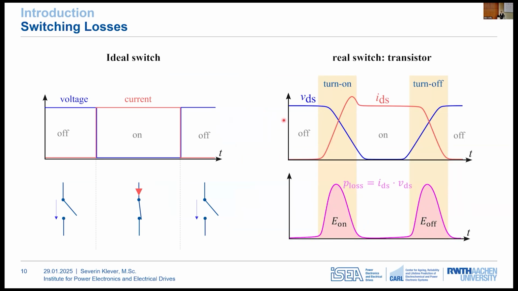So on the right, you can see switching in a transistor. And you can see that between the states, there's a transition where voltage and current overlap, and this causes power dissipation. The lower plot shows this power as a product of voltage times current. And by integrating the power, we obtain the switching energies, E_on for the turn-on transition and E_off for the turn-off transition. And these energies are crucial transistor parameters as they reduce the efficiency and generate heat during each switching cycle.